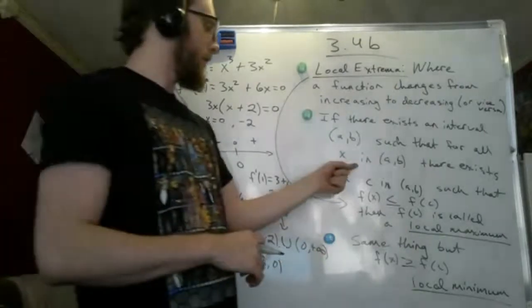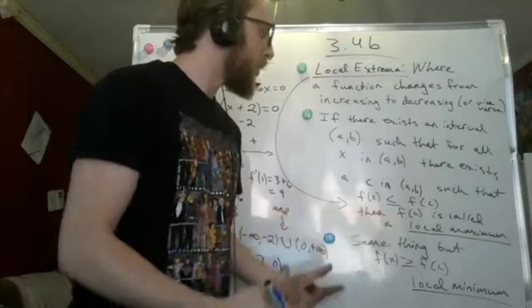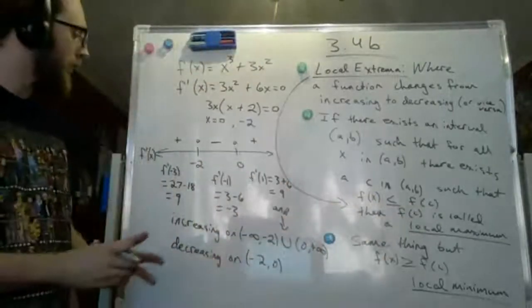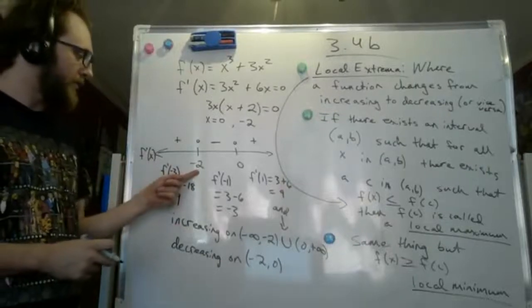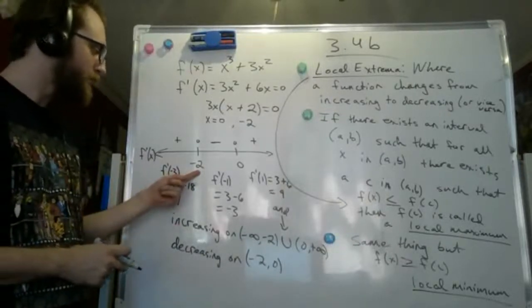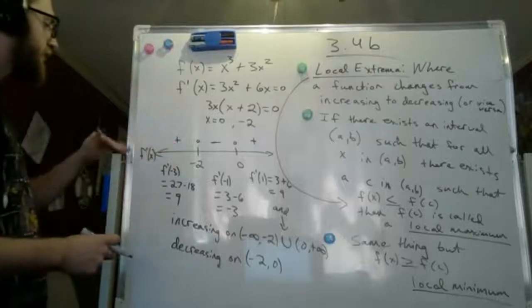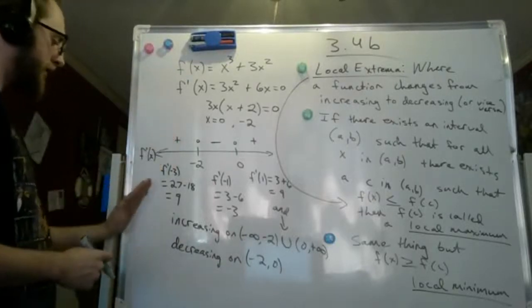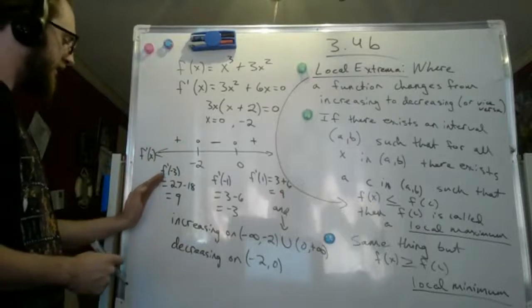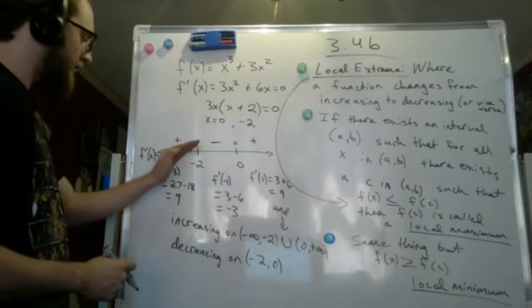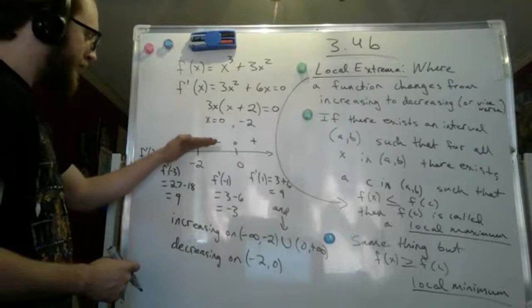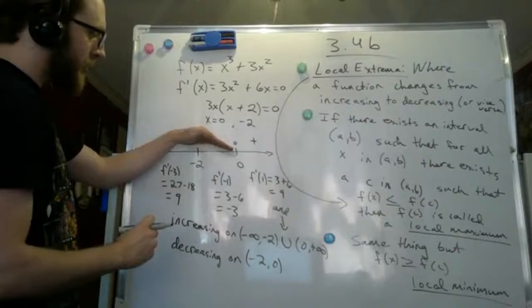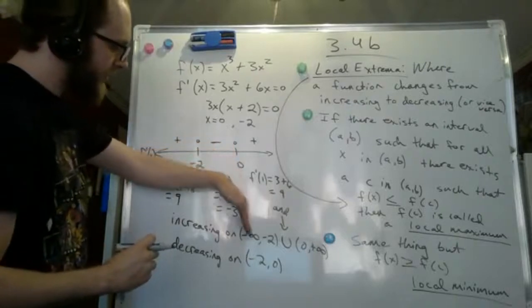Well, a local maximum occurs where the value is bigger than everything. So if I think about f of negative 2 here, what this is telling me about the first derivative, it means as I approach negative 2, my slope is positive. So I'm increasing as I come towards negative 2. I flatten out at 0. And then after that, here in the middle, I start decreasing, I'm decreasing again.